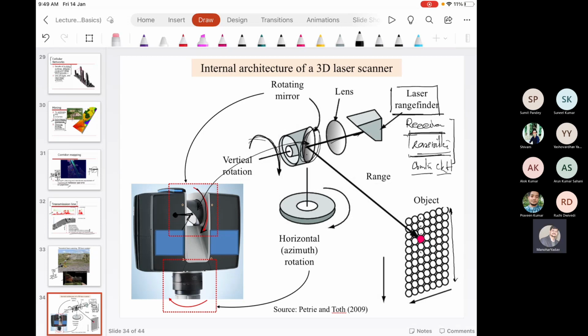Okay. Now what happens if there is a change? In the previous case, this was the normal. So it is a mirror, the laser beam is hitting it and is reflected back. So Snell's law applies over here in the previous case. Now what happens when it rotates to the new location? Let's say this is the new location.